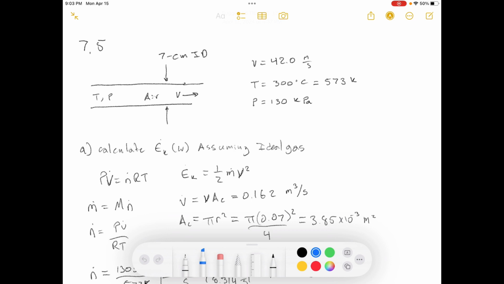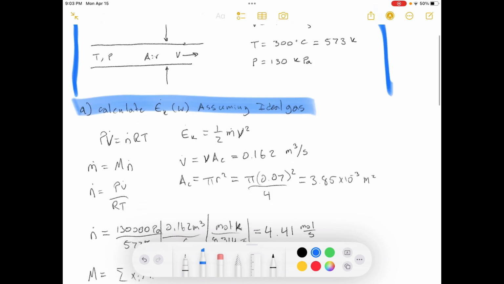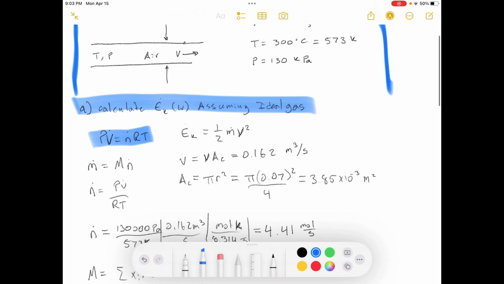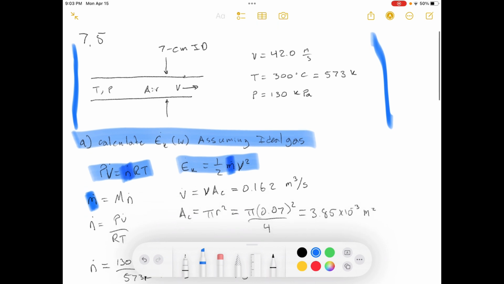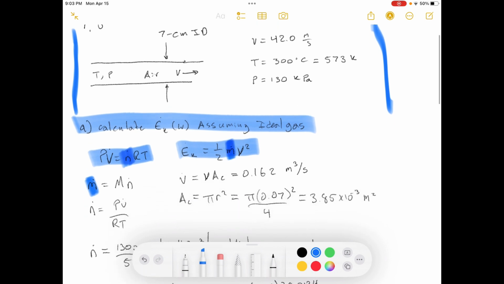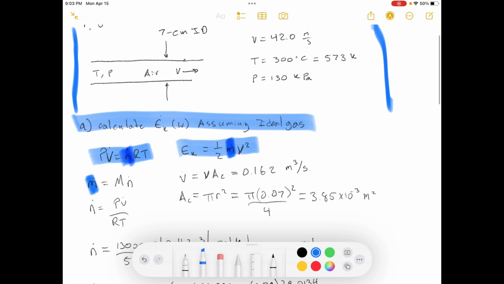Okay, so this is the information that they gave to us here. Part A, they say calculate kinetic energy, assuming ideal gas. The ideal gas law is this. Okay, and the equation for kinetic energy is here. Because they gave us the kinetic energy rate, we have to know the mass flow rate. In order to turn moles into mass, you have to use the molar mass of air.